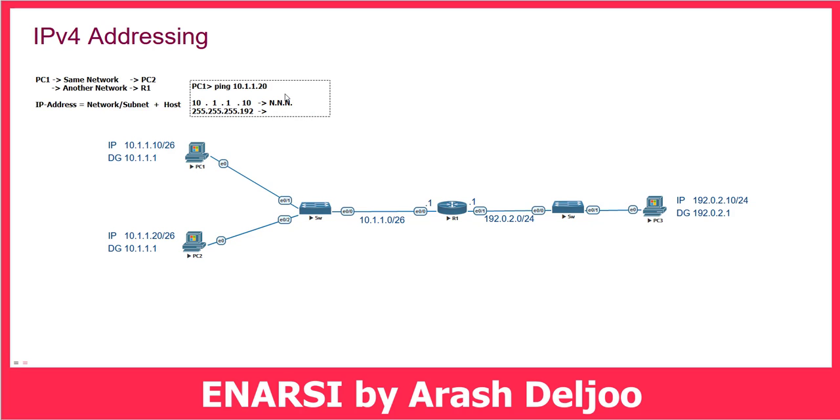192 is equal to 1 then 0 0 0 0 0 0. That's it. And also 10 is equal to 0 0 0 0 then 1 0 1 0. That's it. Okay, let me find the network ID in the IP address.